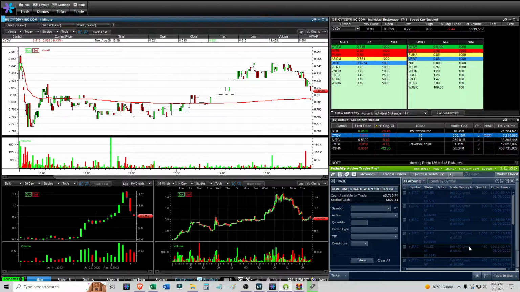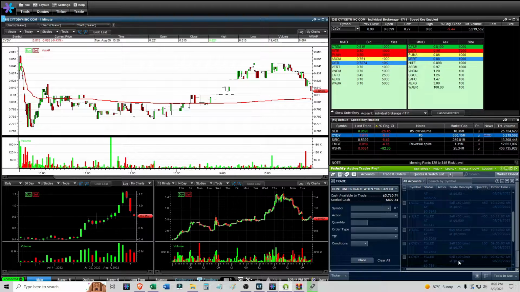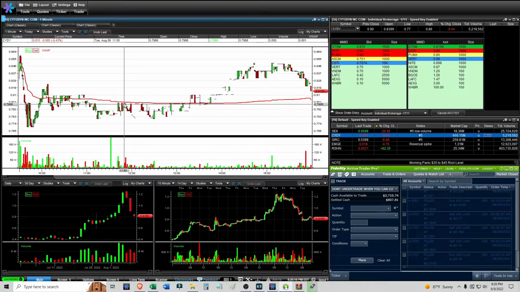And then when I had that other trade with CYDY, which was... No, actually, it was this one. I was trying to see if it was going to break past the 80-cent level. And it eventually did much later in the day. I guess this would have been something a lot harder for me to trade.